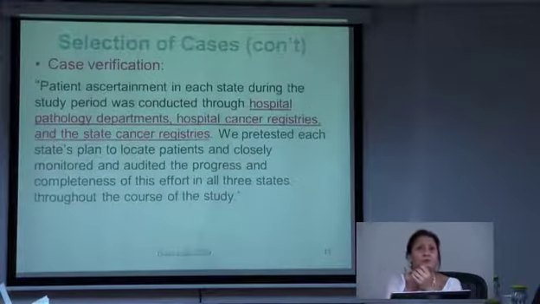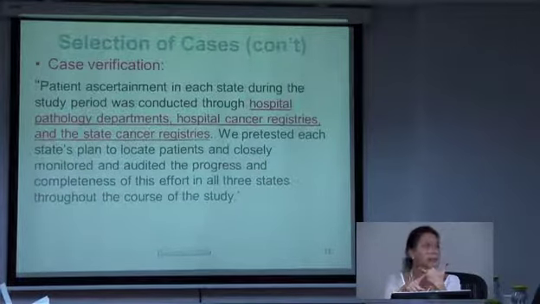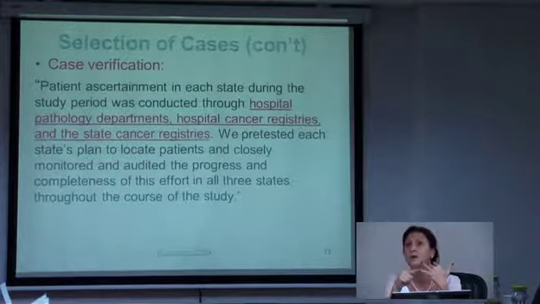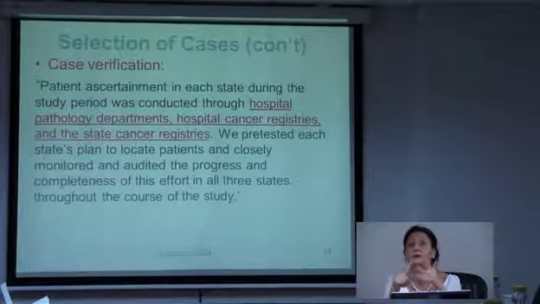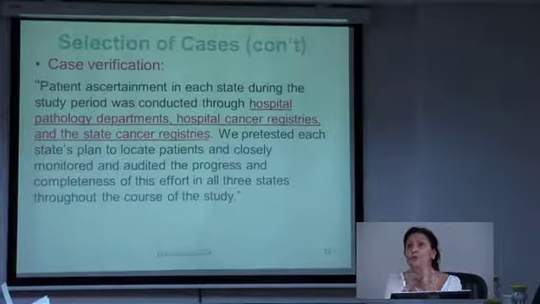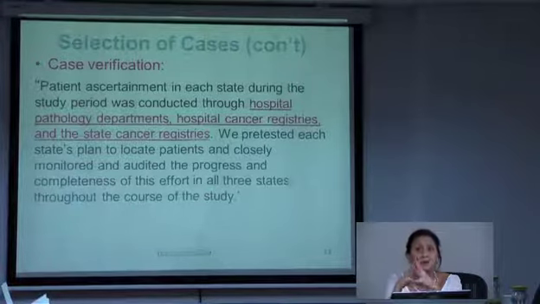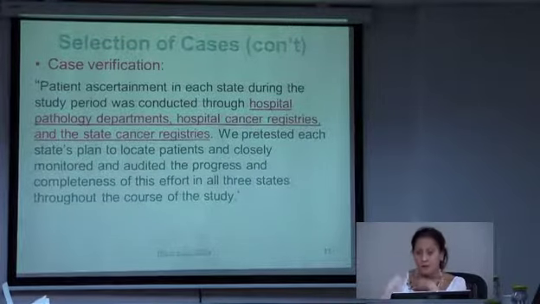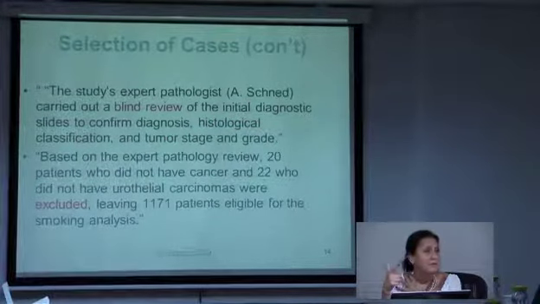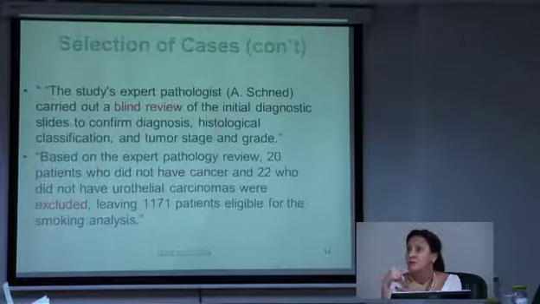And when we come to case verification, they said that patient ascertainment was conducted through hospital pathology departments, so they looked at the pathology report to make sure that this is the case they wanted, hospital cancer registries, and the state cancer registry, because they got cases from different sources. But they made sure you have case verification from all these sources. In addition to that, they also pre-tested each state's plan to locate patients and how they monitor and how these patients are audited.